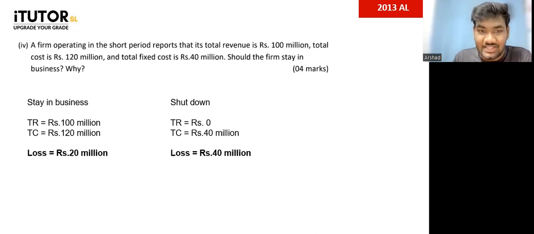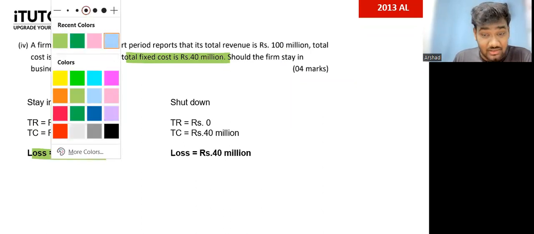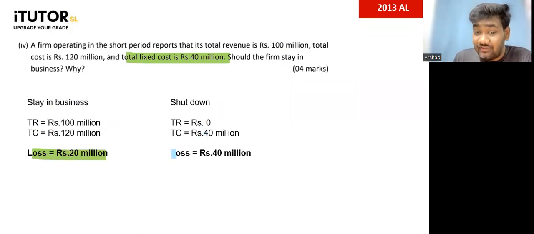You need to put this into a paragraph. Why is FC 40? Because it's given in the question. Total fixed cost is 40. Should the firm stay in the business? Yes. If the firm continues in production, it will face a loss of 20 million. If the firm shuts down, it would make a loss of 40 million. The firm should stay in the business because the loss is minimized.